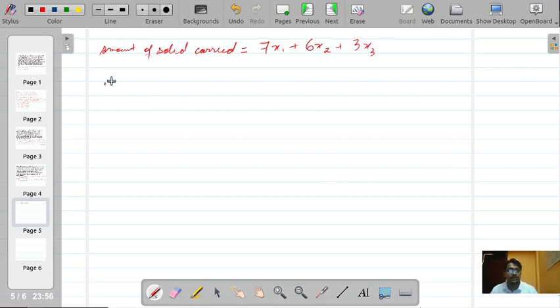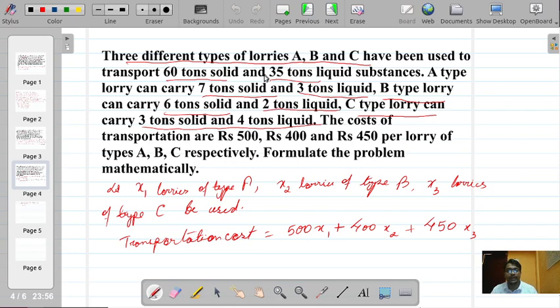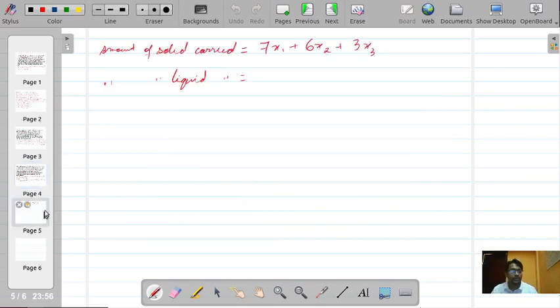And similarly, the amount of liquid product that is carried is equal to what? A can carry 3 tons liquid, B can carry 2, and C can carry 4. So it's 3, 2, 4: 3x1 plus 2x2 plus 4x3.